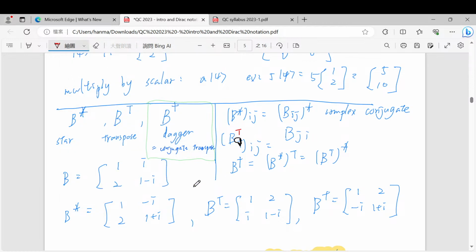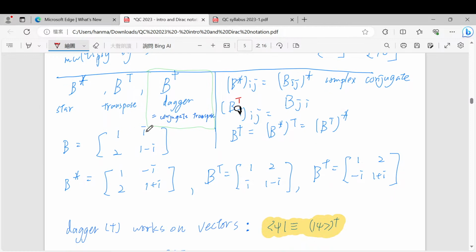Okay. So maybe I can go through an example here. Say your matrix is 1, i, 2, 1 minus i. Then when you do complex conjugation, as we said, you complex conjugate every element. So 1 becomes 1, and i becomes minus i because of complex conjugation, and 2 becomes 2, and 1 minus i becomes 1 plus i.